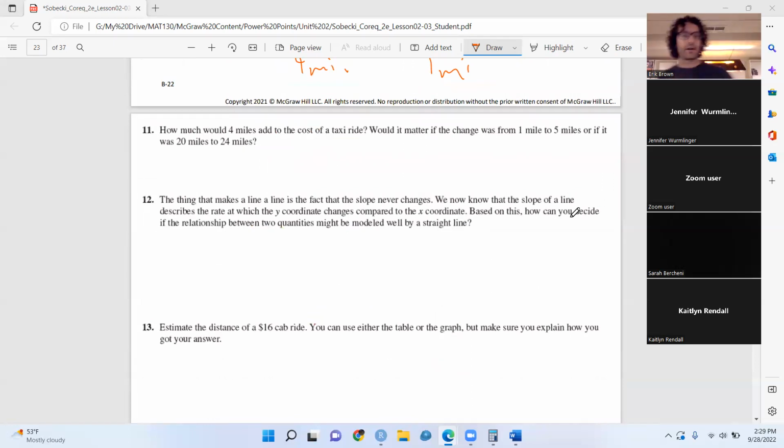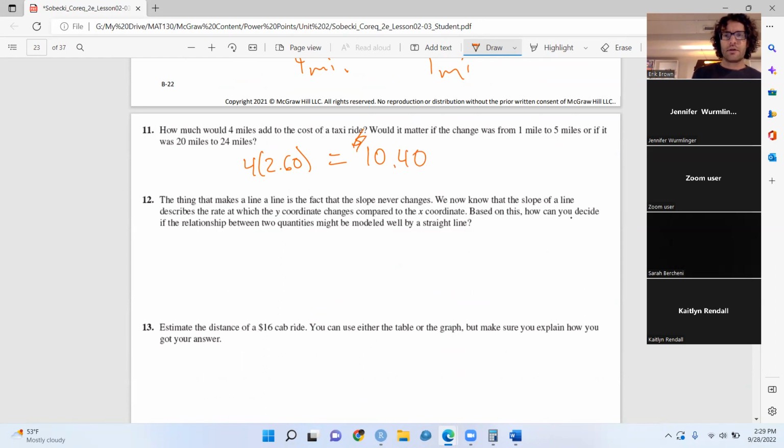He does some fun things here. He says, how much would 4 miles add to the cost of a taxi ride? Well, if it's 260 every mile, we're just going to say 4 times 260. That's the new cost. What is that? That's 1040. Oh, that's what we already did, right? We already calculated that. And then it says, would it matter if it went from 1 mile to 5 miles or 20 miles to 24 miles? No, because it's constant. It doesn't matter if we've gone 1,000,000 miles. We're always adding 260 for each mile, at least under the particular scenario. In reality, I don't think a cab driver would drive you that far.